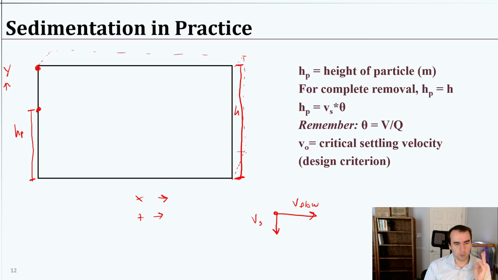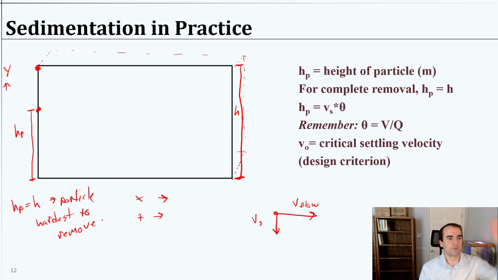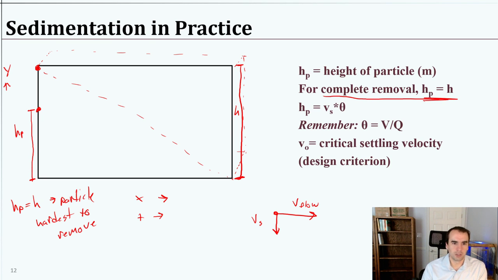then if we want complete removal of every particle, we want to design it so that HP equals H. This is the particle that's hardest to remove. And by hardest, I mean it has the furthest to go. So we're going to design our system so that the one that has the furthest to fall is going to make it hopefully to the ground before the water escapes, right? So that's our design parameter, that complete removal. We want HP equal to H.